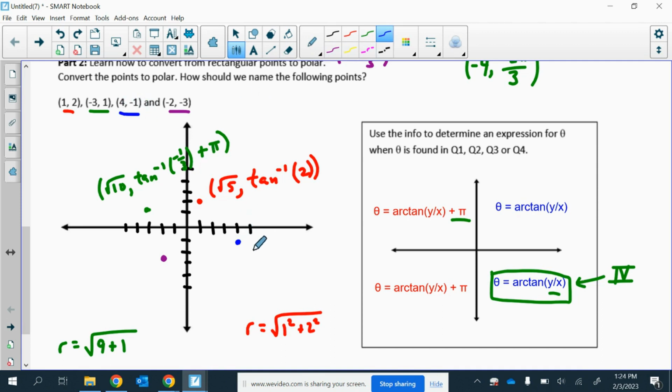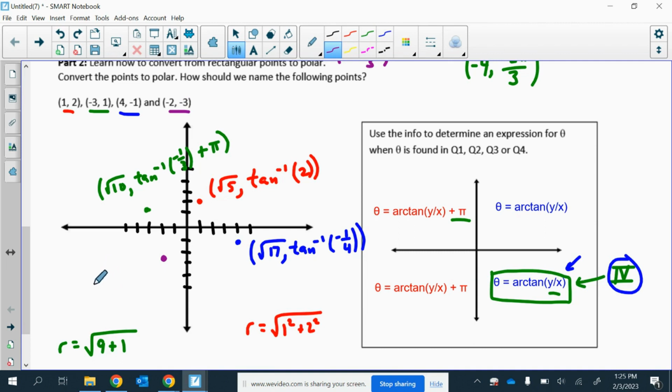If the point is 4, negative 1, my radius would be the square root of 16 plus 1, so the square root of 17. And then I have arctangent of negative 1/4. Notice that's where I end up with a theta. If I type arctangent in the calculator, I get a fourth quadrant angle, so I'm not going to have to add any sort of angle.